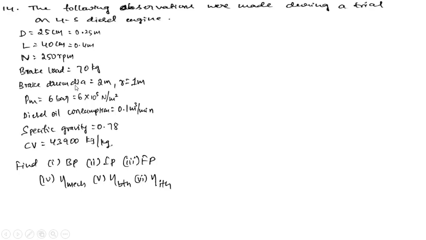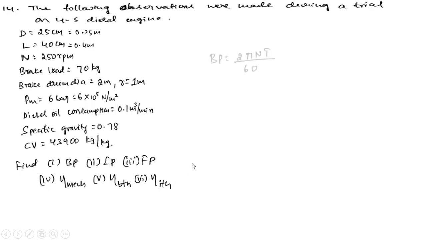So it is diameter, so radius will be half of that, 2 by 2, that is 1 meter. Mean effective pressure is 6 bar, 6 into 10 power 5 Newton per meter square. Diesel oil consumption is 0.1 meter cube per minute. Specific gravity is given as 0.78, and calorific value is given as 43,900 kilojoule per kg. Find brake power, indicated power, frictional power, mechanical efficiency, brake thermal efficiency, and indicated thermal efficiency. You all need to calculate all the parameters here.